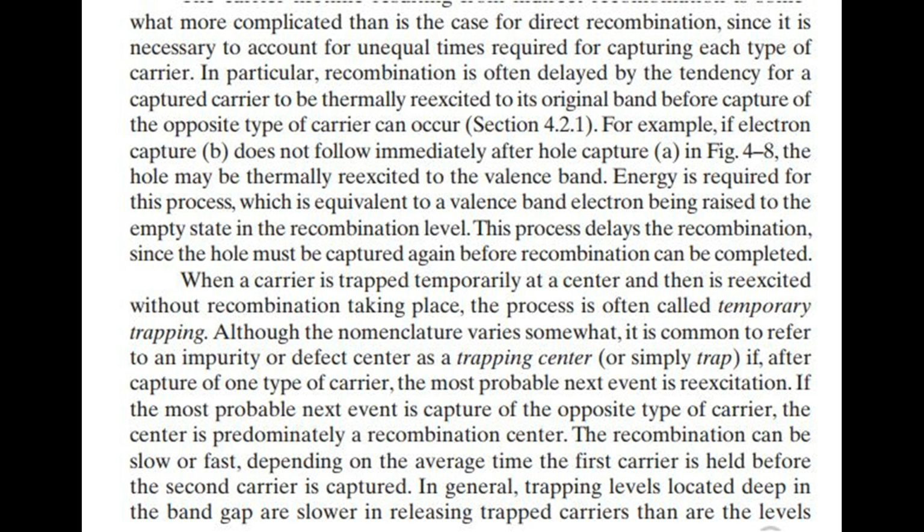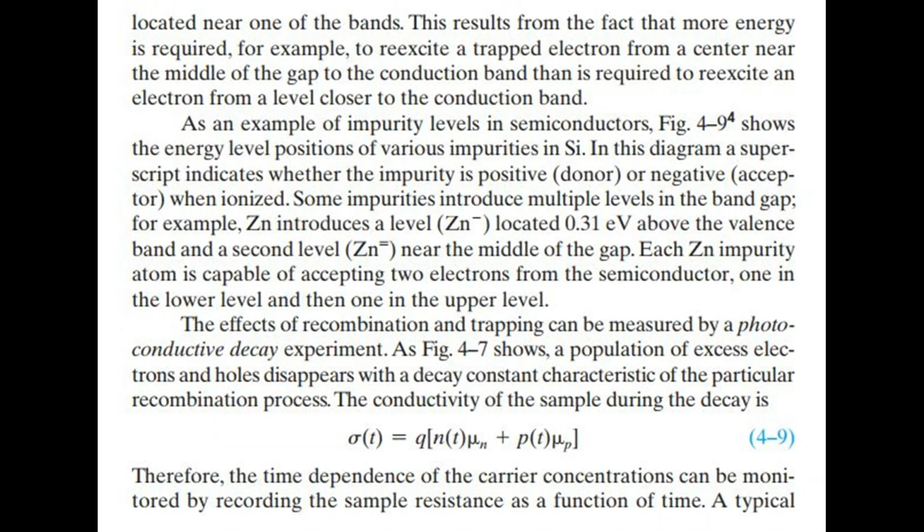In general, trapping levels located deep in the band gap are slower in releasing trapped carriers than are the levels located near one of the bands. This results from the fact that more energy is required, for example, to re-excite a trapped electron from a center near the middle of the gap to the conduction band than is required to re-excite an electron from a level closer to the conduction band.